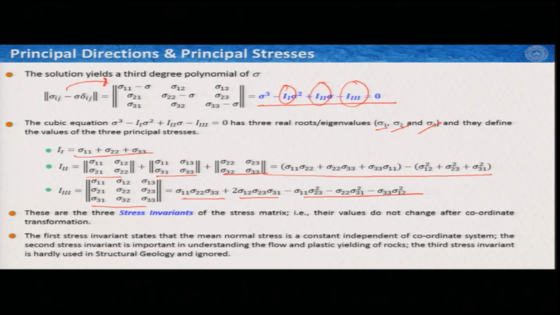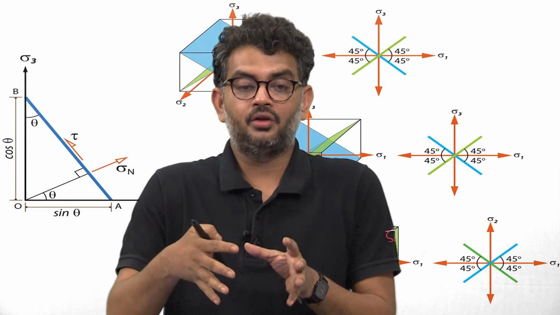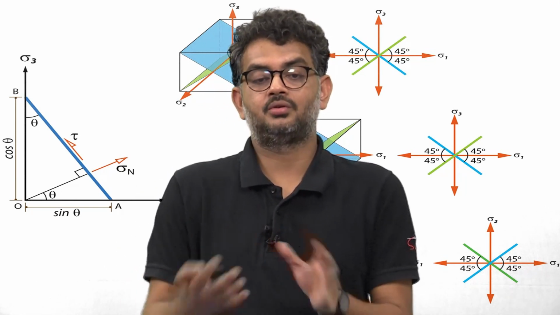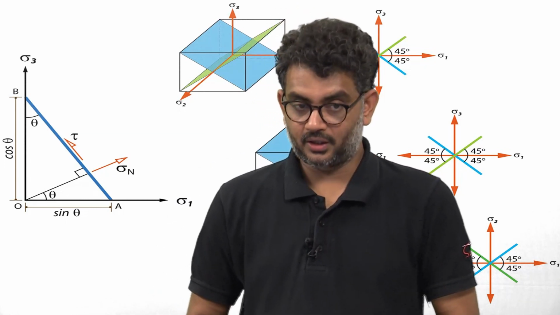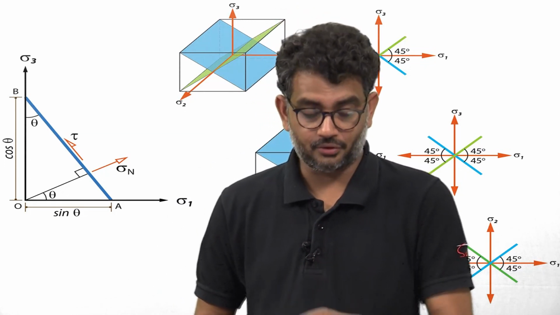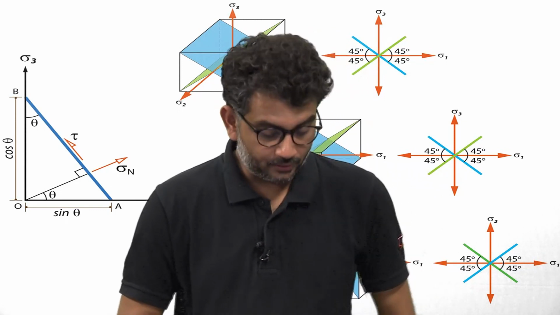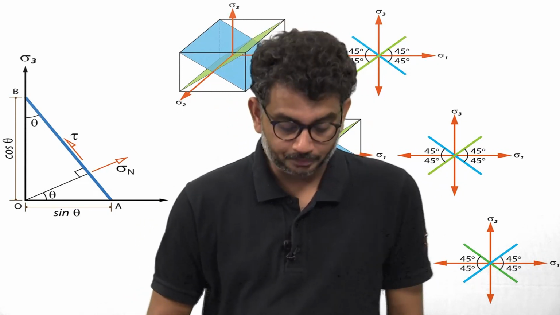These are not eigenvalues, but they also do not vary; they also characteristically represent the stress matrix. And most important, their values do not change with the coordinate transformation. That means you are not deforming your material, but if you are transforming your coordinates, these values would remain constant, they would not change. So, these are some sort of characteristics, but these are not eigenvalues.